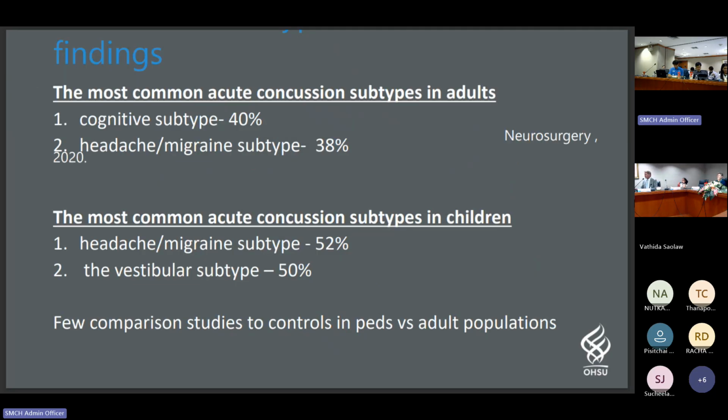One of our findings was that the most common acute concussion subtypes in adults were the cognitive subtype, which was 40%, and the headache and migraine subtype, which was almost 40% as well. This differed from the children's subtypes, which were primarily headache and migraine, and then the vestibular subtype was 50%. These subtypes show you maybe where some of the focus of attention should be during the treatment phase.